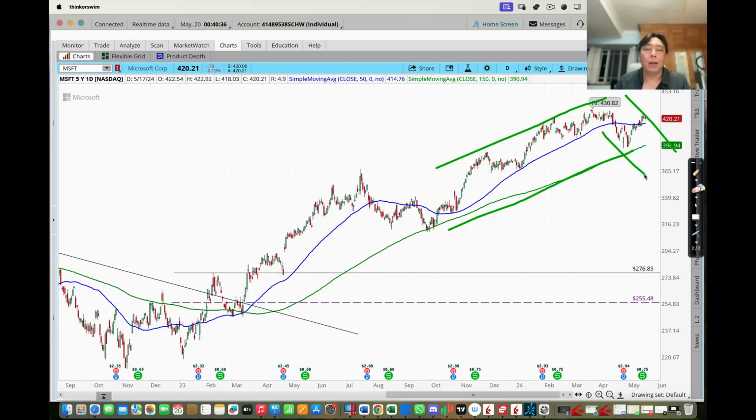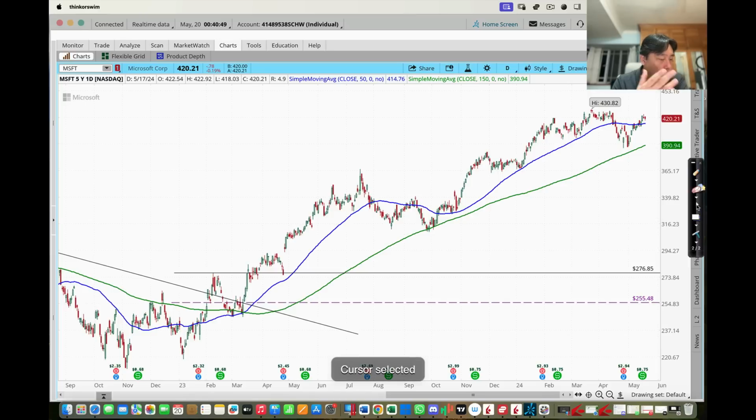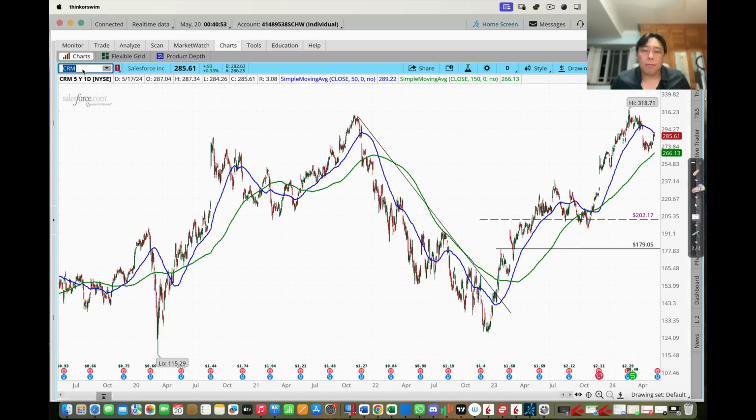And when will that happen? No one can predict that. We can't predict when the trend will change. We can't predict how long the trend will last. All we can do is identify when the trend changes. Right? So that's Microsoft. Let's take a look at a few more examples. How about Salesforce? Let's apply what we learned to Salesforce.